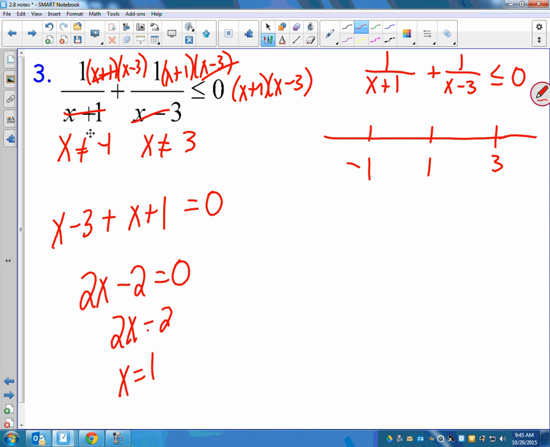If I picked -2, so I'm just going to write down here, -2, I would get what? -2 plus 1 is -1, so I get -1 plus 1 over -5. If I get a negative number plus a negative number, that's going to be negative, so that's going to be less than or equal to 0. So I can say for sure that works.